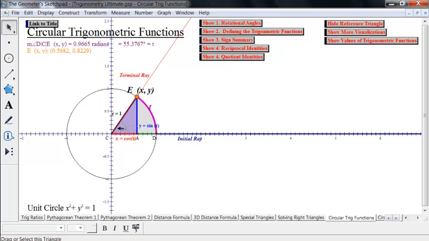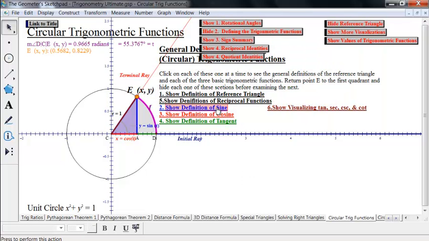Now, remember that the sine of this angle is opposite over hypotenuse. That's y over r, but r is 1, so y is the sine of that angle. And the cosine of that angle is adjacent over hypotenuse. That would be x over r. So that is just x over 1, which is x, and so that is the cosine of the angle. The tangent of the angle is y over x.